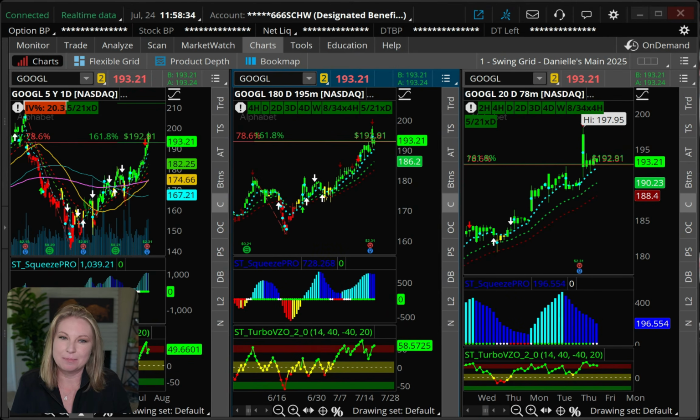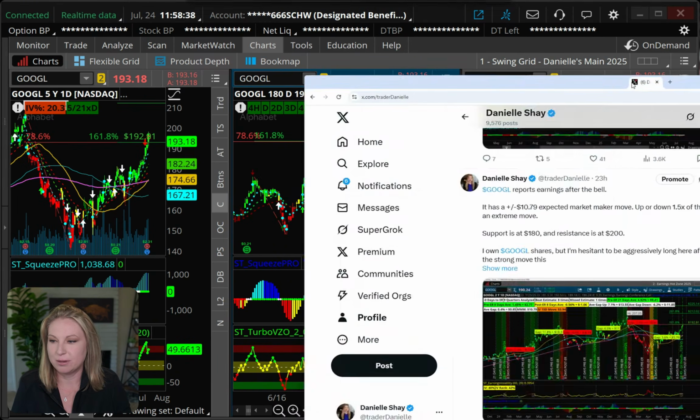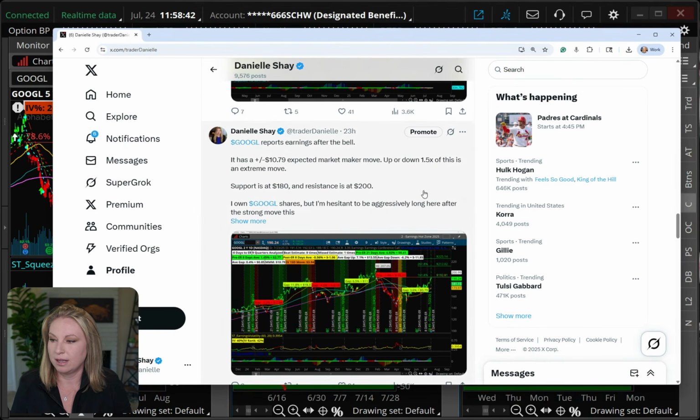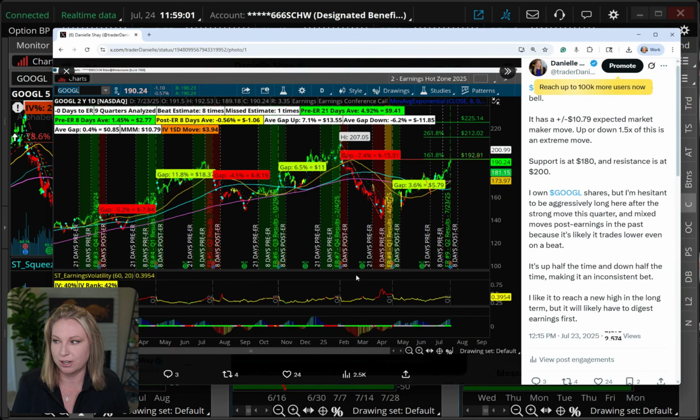If you look at the post that I made on X yesterday, I had posted a picture of my indicator, which is called the hot zone. What this does is pull a bunch of earnings stats that I look for to make earnings trades. You can see that I said it had a $10.79 expected move. The support was at 180, the resistance is at 200, and here's a screenshot of the chart.